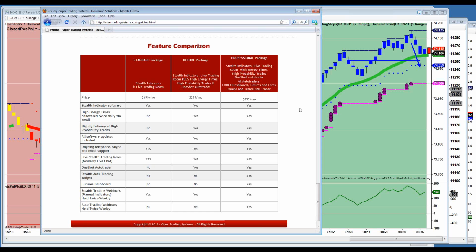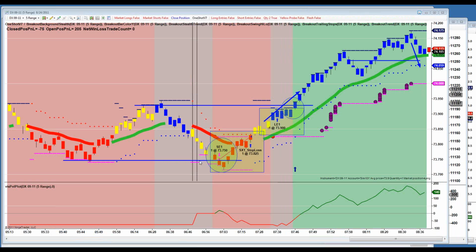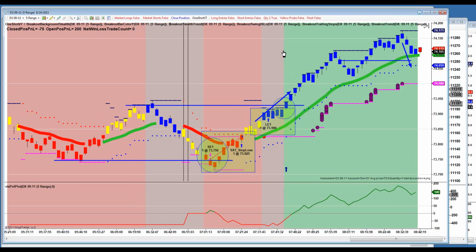Pretty straightforward. I think there was a question over here on one shot. What do this LE and SE mean? This is showing short entry, one contract at 73.75. SX1 stop loss, stop out at 73.8250, which is 15 ticks. LE, long entry, one contract at 73.90. So that's what those mean.